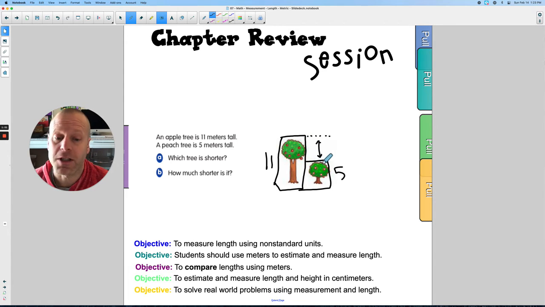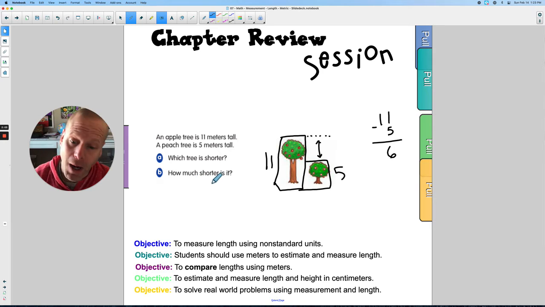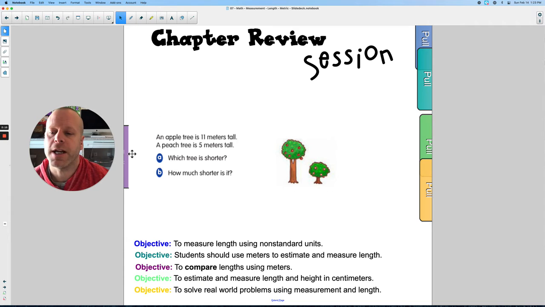That difference is always found when you take the whole thing minus or subtract the part you have, you will end up with this part. And that part is how much shorter or how much taller these items are from one another. So think about subtracting to find the difference. Okay, that's going to be on your test.